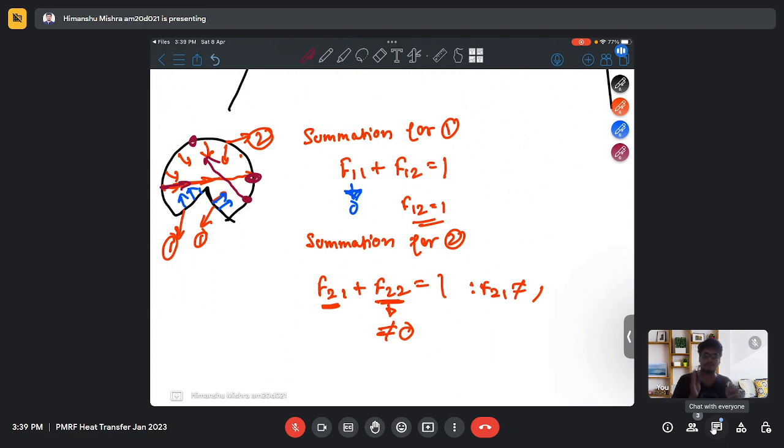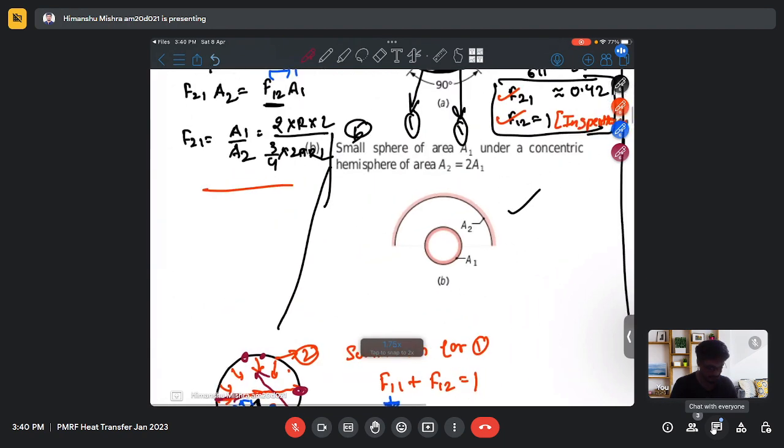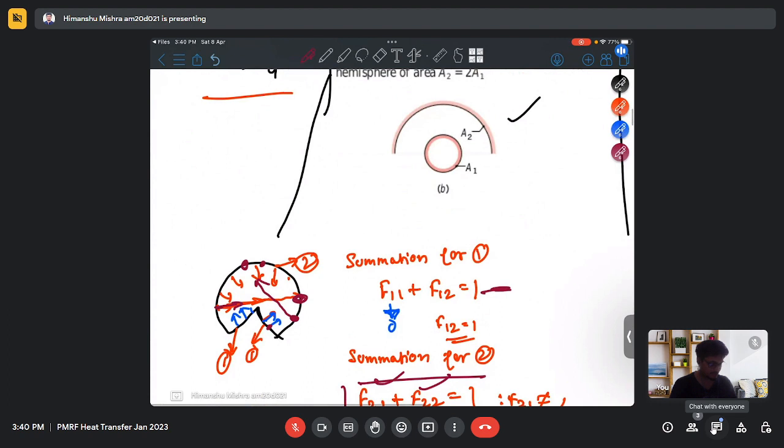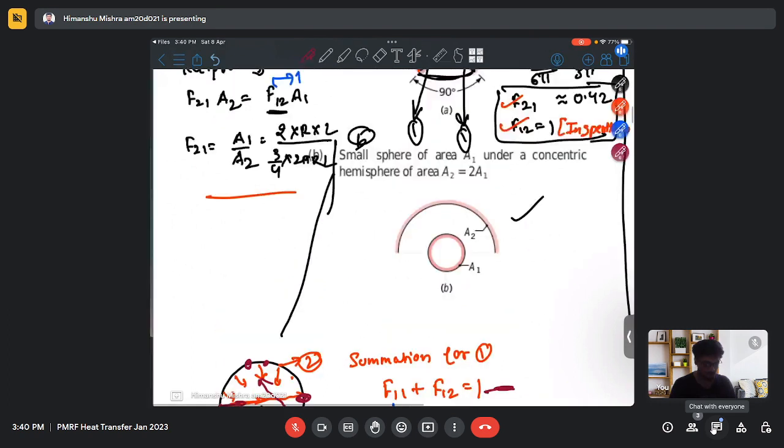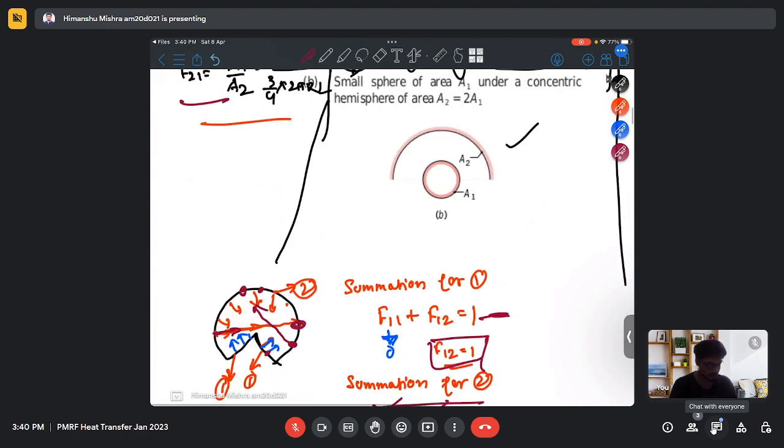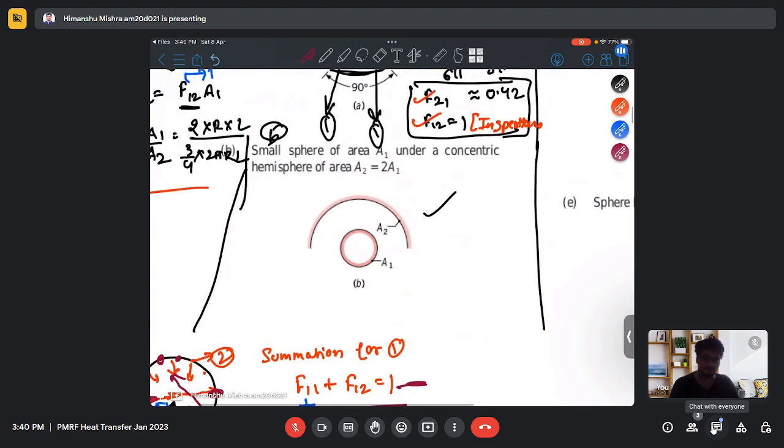So the radiation which is emitted from surface 2 falls back on surface 1 and it also falls back on surface 2, which means F22 is not equal to 0. F22 has some finite magnitude and so does F21. But we cannot use this relation because both are unknown. So we use the reciprocity theorem. We just use the summation relation to find F12, which is 1. Then we use the reciprocity theorem to find F21. Now we know F21 is 0.42.